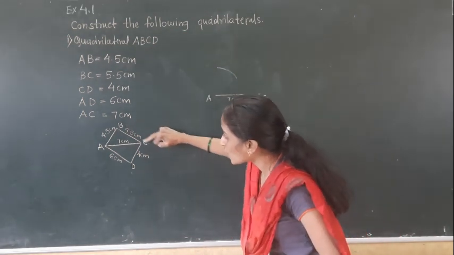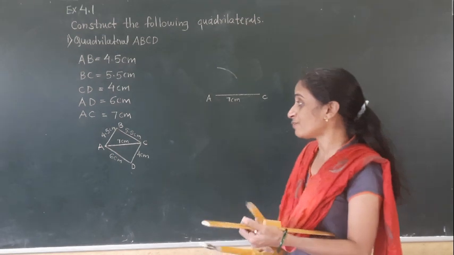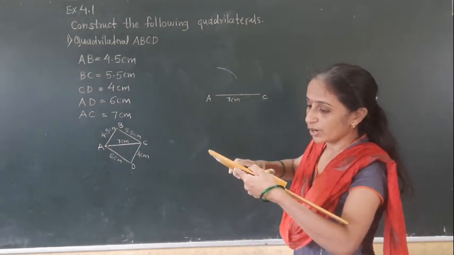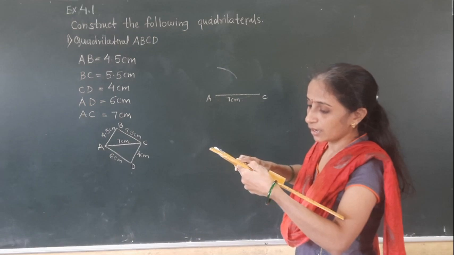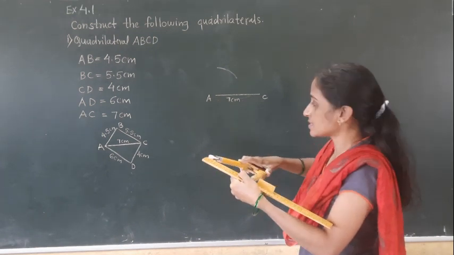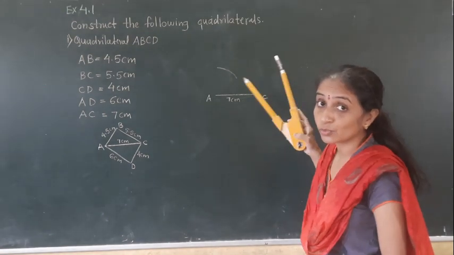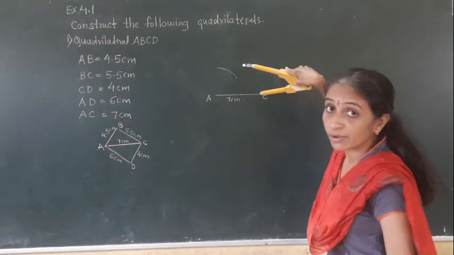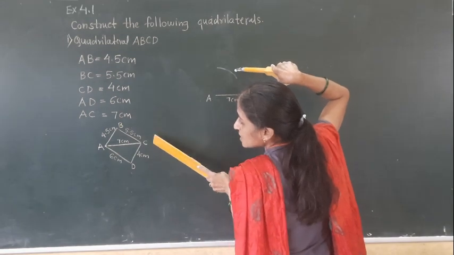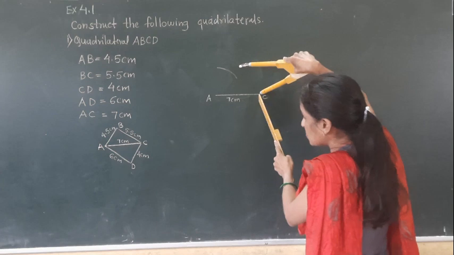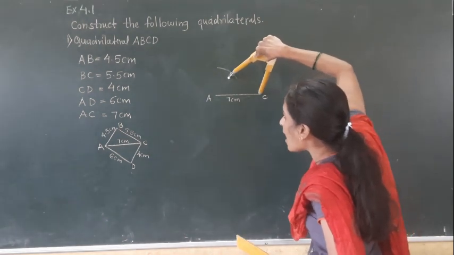Now B exactly we don't know, so for that we should draw BC also. BC measurement, how much is it given? 5.5 centimeter. Now take 5.5 centimeter radius in your compass using your scale and compass. With C as the center and 5.5 centimeter radius, because BC is 5.5 centimeter, draw an arc cutting this arc.